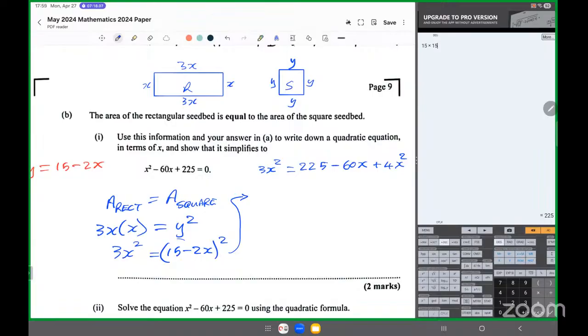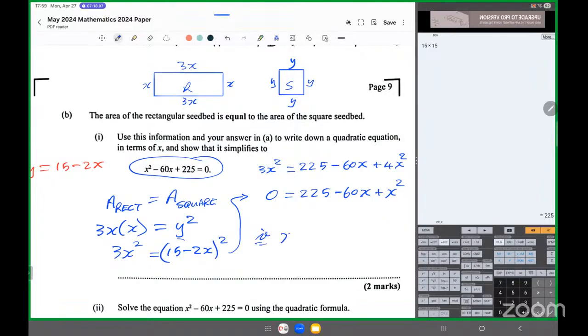And what we're going to do now, we just take this 3x squared, bring it over here and subtract. And we end up getting 0 equals 225 minus 60x. And the 4x squared minus 3x squared gives us 1x squared, or x squared. Which is the same equation, if we just set it out: x squared minus 60x plus 225 equals 0. And that is what they told us to show. That is shown.